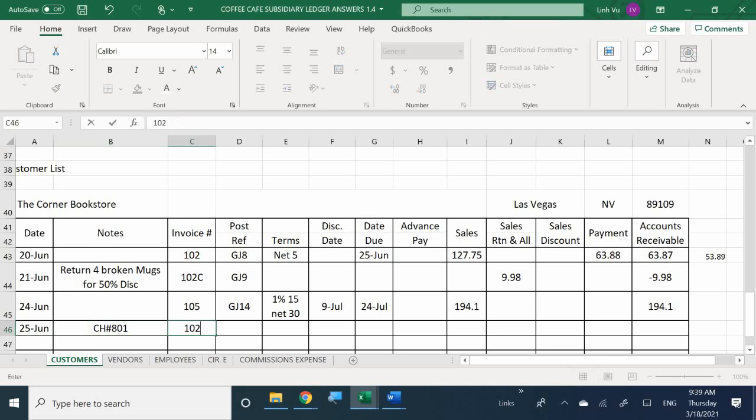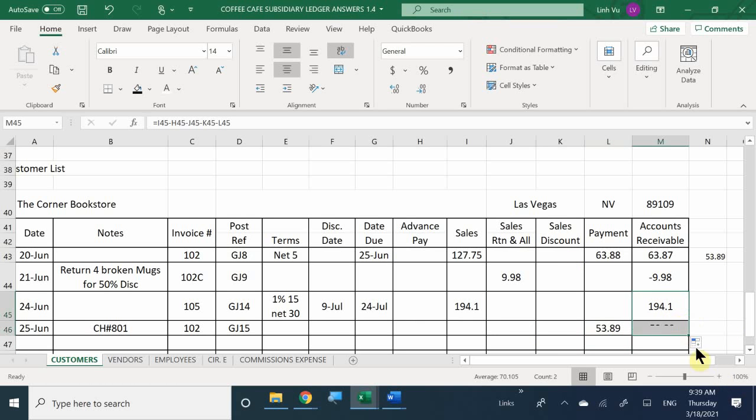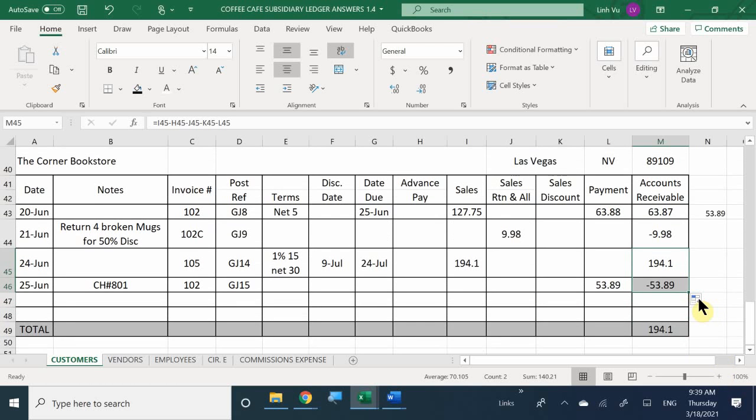Once again for invoice number 2. General Journal 15. And he made a payment for 53.89, which should have decreased the accounts payable. So now he only owes us 194.10 for invoice number 105. Okay.